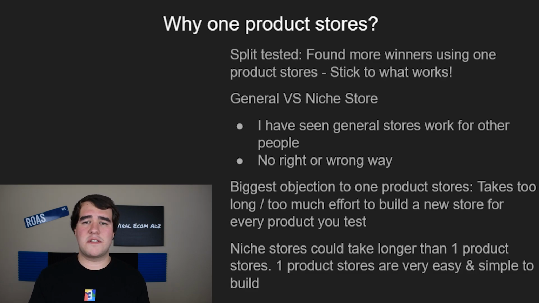And because I found this out, it actually motivated me to build a system to really efficiently build one product stores to get over that initial objection. Because usually the biggest objection with one product stores when you're product testing is, oh, I don't want to spend that much money or effort on building a new store for every single product that I test. So I handled that objection. I made it over that hurdle, and I built a way to really efficiently test products using one product stores, which I'm going to be showing you in this video.